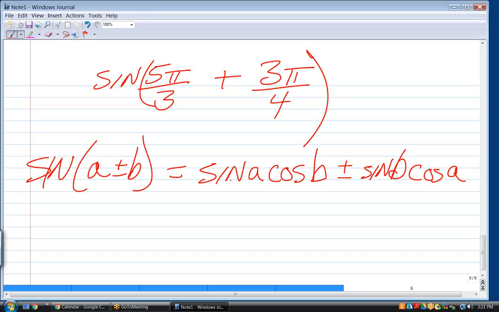Okay, so now that we have the general, what is the specific? Then it would be 5 pi over 3.